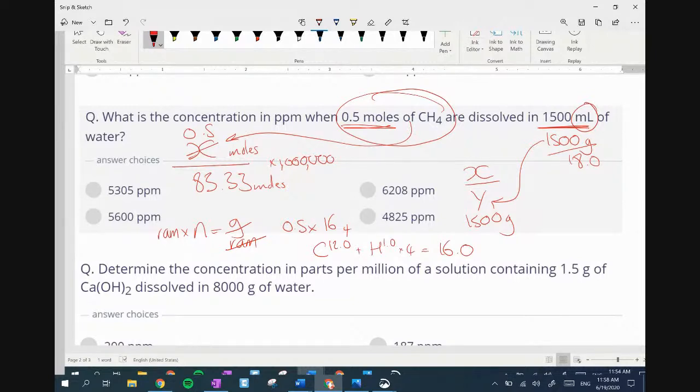0.5 multiplied by 16.0 gives me 8. 8 grams I had, so 8 slots into here. 8 divided by 1,500 times by a million, and I get 5,333.33. So it's that one. Isn't that fascinating? It doesn't give you the same answer.